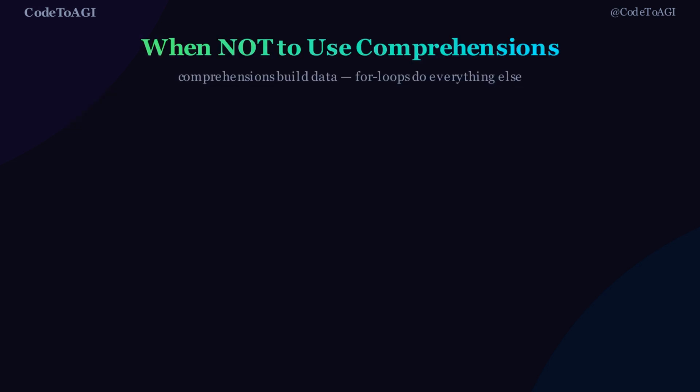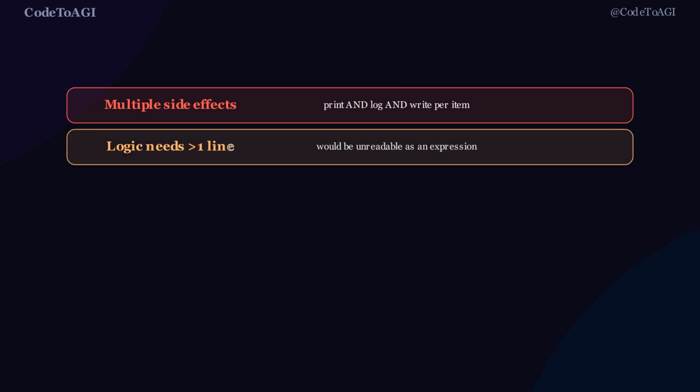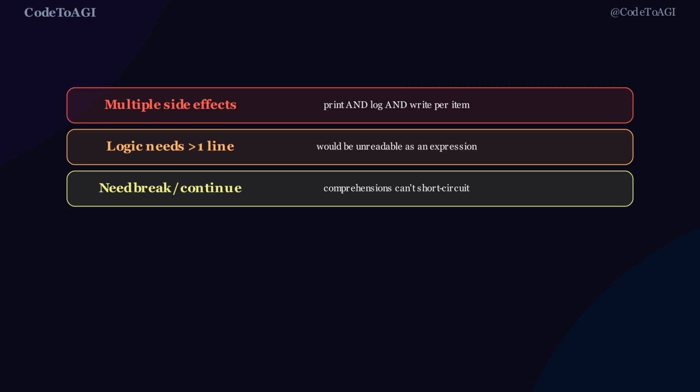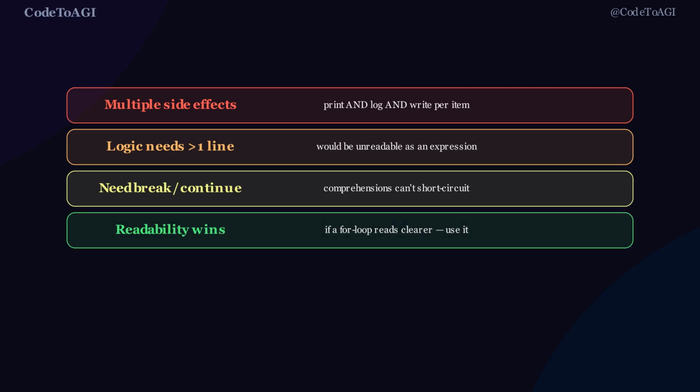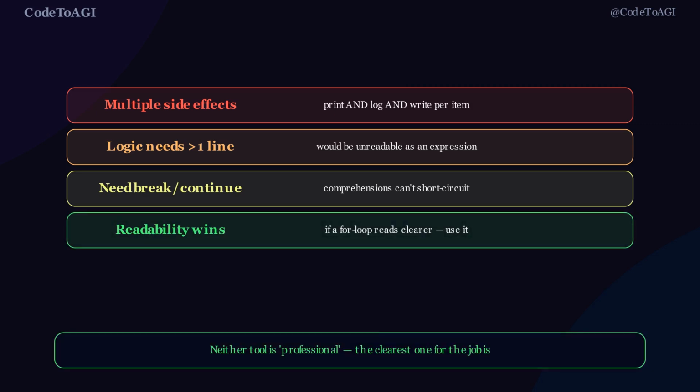When should you skip comprehensions entirely? When you need multiple side effects per item. When the transform needs more than one line of logic. When you need to break early or use continue. Comprehensions build data. For loops do everything else. Neither one is the professional choice. The clearest one for the job is the professional choice.